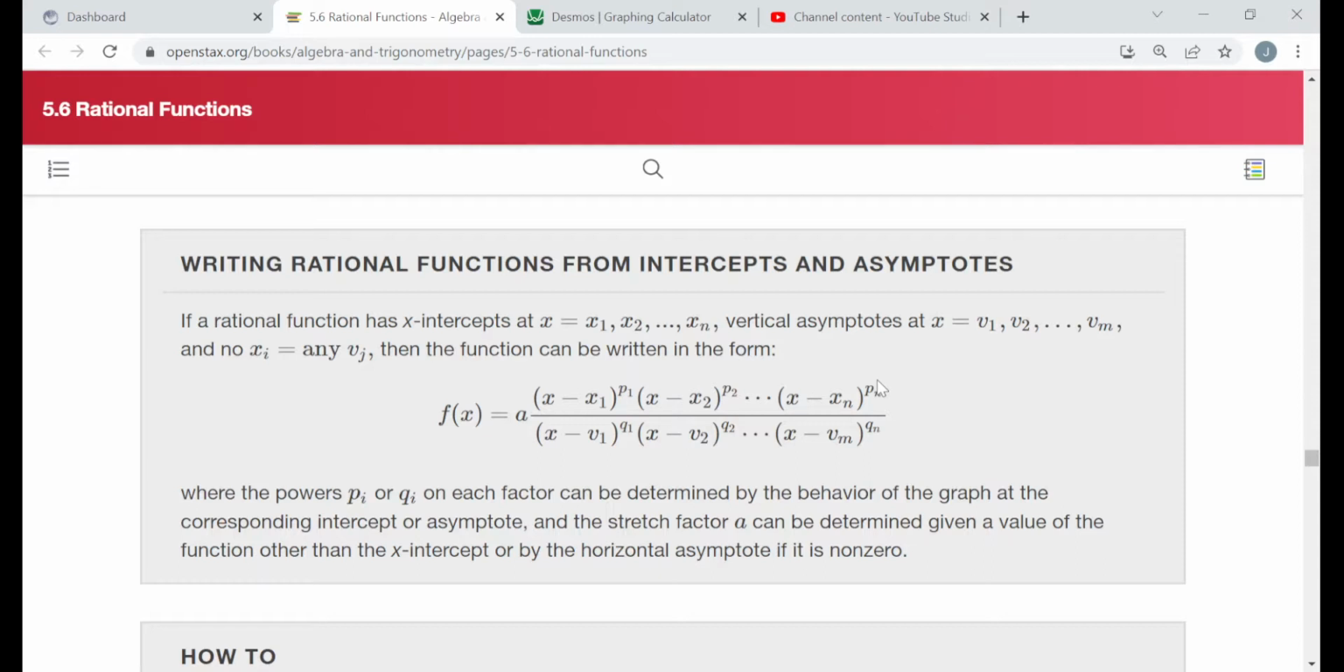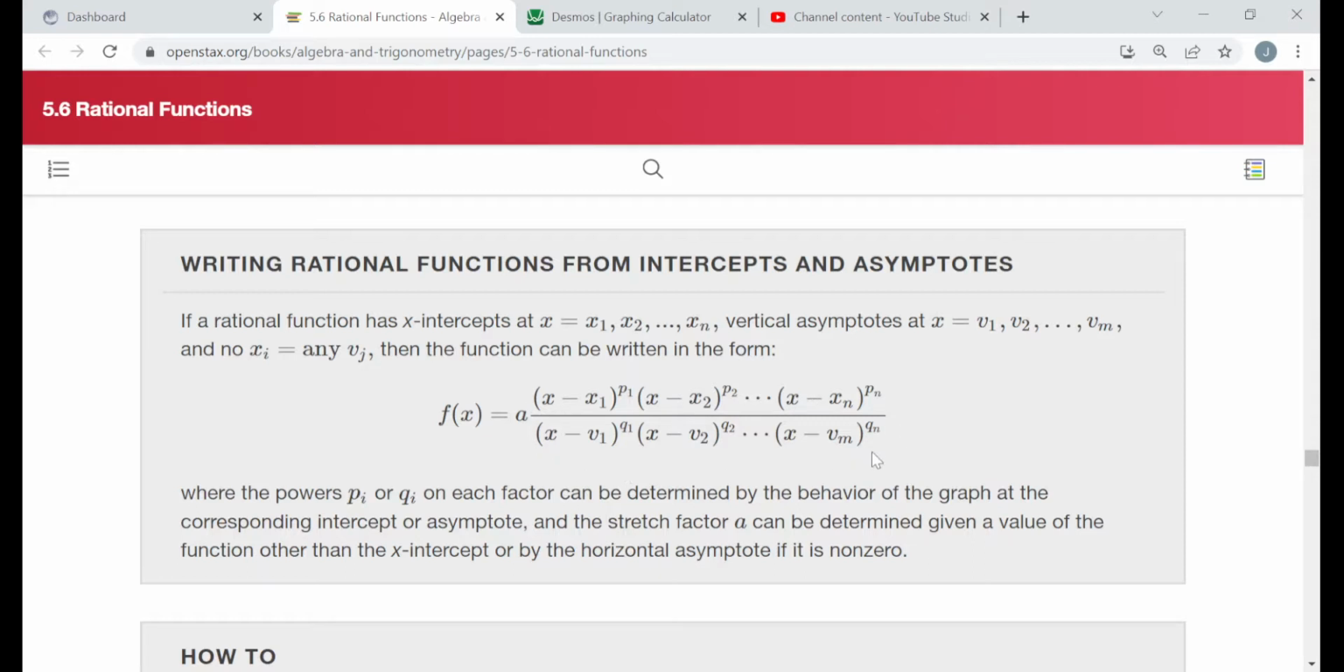Remember, if a graph crosses over the x-axis, it'll have an odd multiplicity there. If the graph bounces off the x-axis, it will have an even multiplicity. And we're just going to make it as simple as possible. Then for the denominator, you have x minus v1 to some power, x minus v2 to some power, and so on, all the way up to vm. These are where the vertical asymptotes are going to occur. Again, the power will depend on what we think the multiplicity of these zeros of the denominator is.